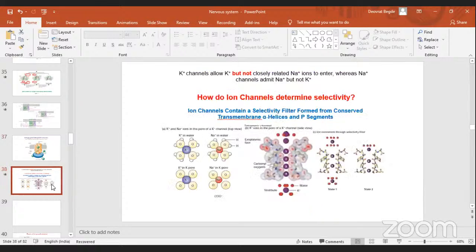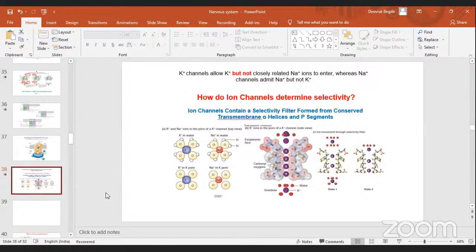Now, we also addressed this question: when we look at the size of the potassium ion and compare it with the size of the sodium ion or any other positively charged ion which exists inside the cell, potassium ions are quite big compared to sodium ions or protons. Because of that, there is always a chance that through potassium ion channels you might get a leakage of sodium ions as well.